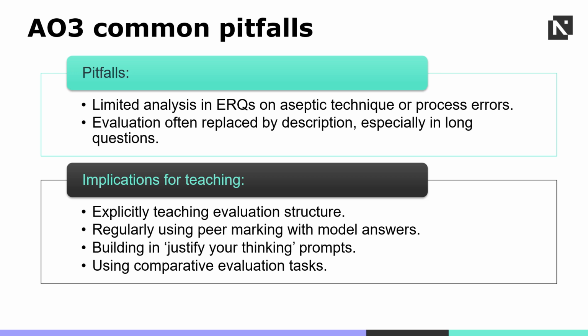Regularly use peer marking with model answers to help students identify the difference between description and evaluation. Build in "justify your thinking" prompts during class discussions, not just in writing. Use comparative evaluation tasks where students must choose between two options and justify their decision based on scientific reasoning. Improving AO3 will unlock the top marks and help learners develop the critical thinking skills that are essential in both the qualification and their future careers.